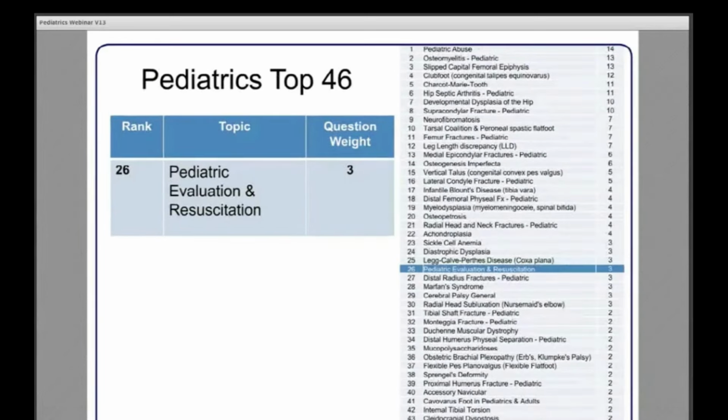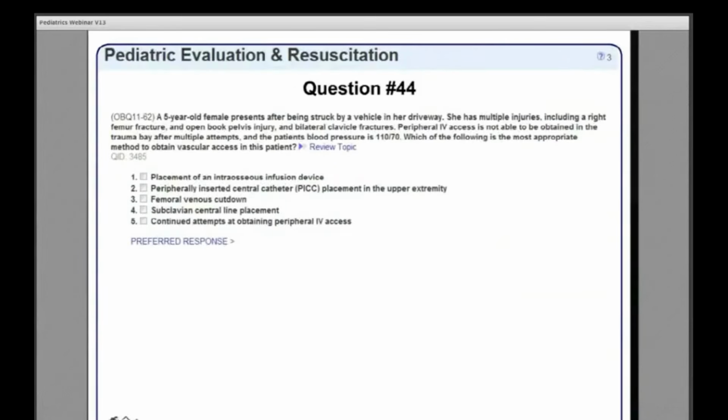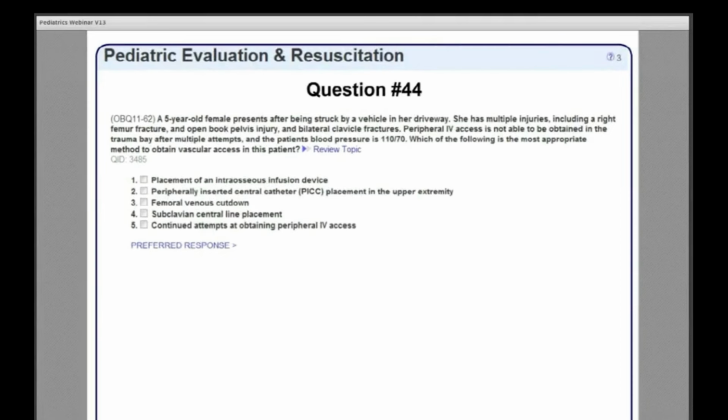The next question is about pediatric resuscitation. A 5-year-old girl presents after being struck by a vehicle in her driveway. She has multiple injuries, including a right femur fracture, open book pelvis, bilateral clavicle fractures. Peripheral IV access cannot be obtained in the trauma bay, and the patient's blood pressure is 110/70. Which of the following is the most appropriate method to obtain vascular access?